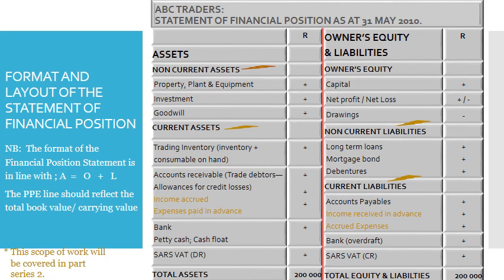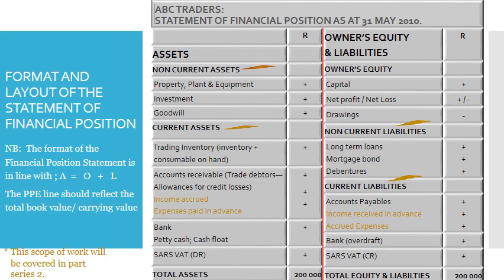Then list the non-current liabilities, which are representing long-term obligations of the entity. Examples being the long-term loans, the mortgage bond, and debentures. Thereafter, list the current liabilities, which are accounts payable, income received in advance, accrued expenses, bank if it's an overdraft balance, SARS VAT if it's a credit balance.